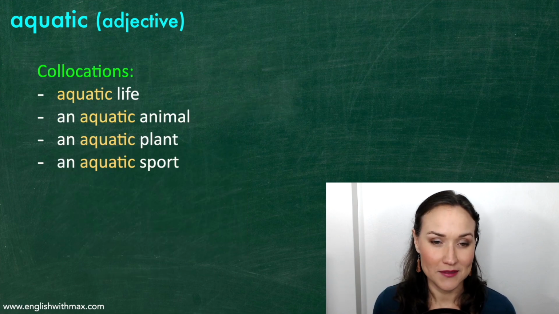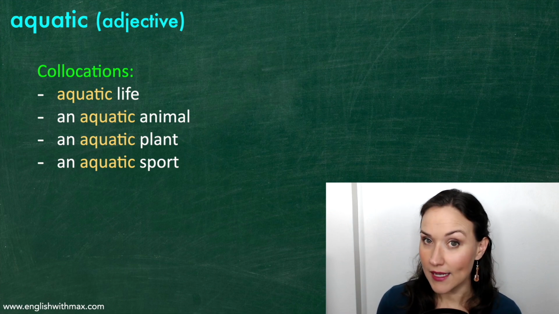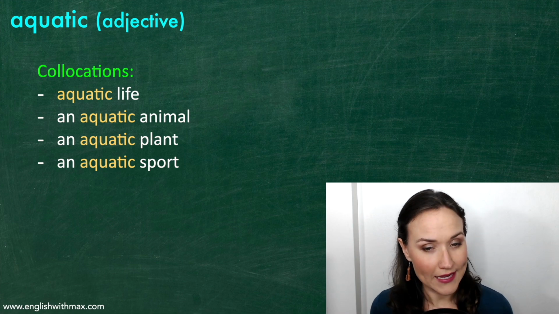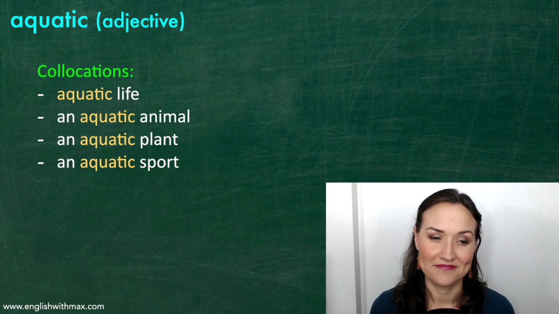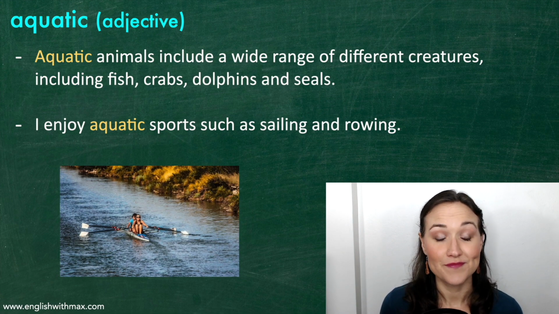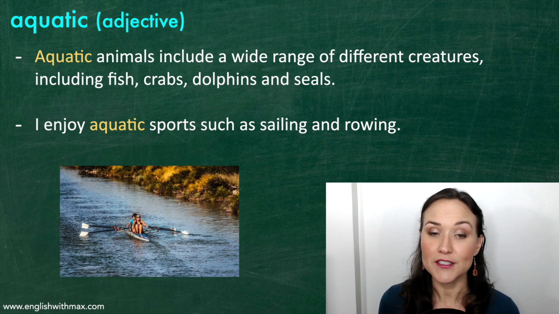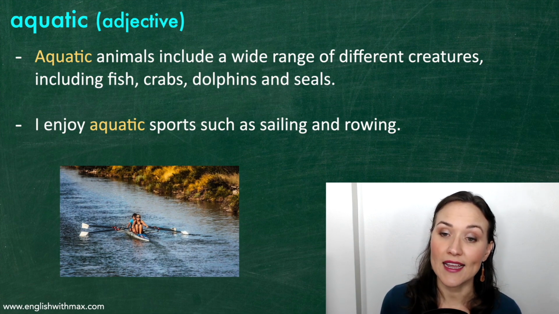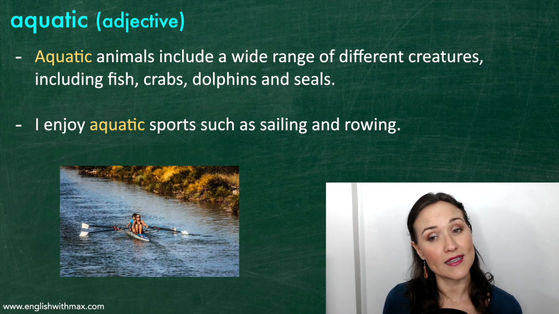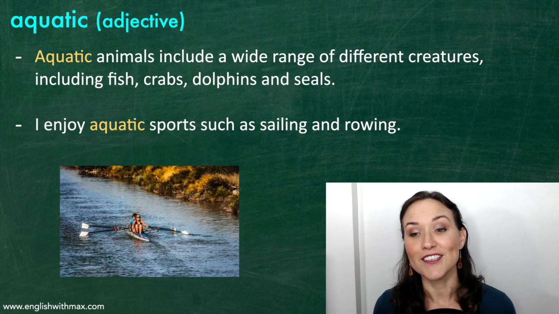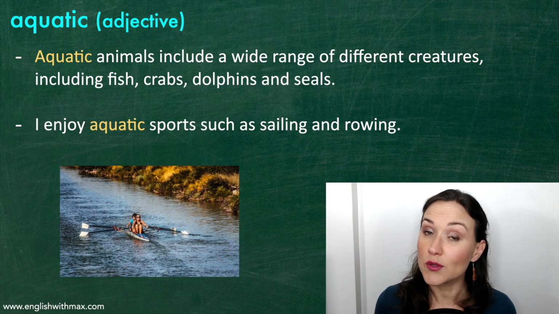Let's look at some collocations. We have aquatic life, an aquatic animal, an aquatic plant, and an aquatic sport. Let's see some examples. Aquatic animals include a wide range of different creatures, including fish, crabs, dolphins, and seals. I enjoy aquatic sports such as sailing and rowing. No, that's not about me, but you might see something like that in a dating profile, for example.